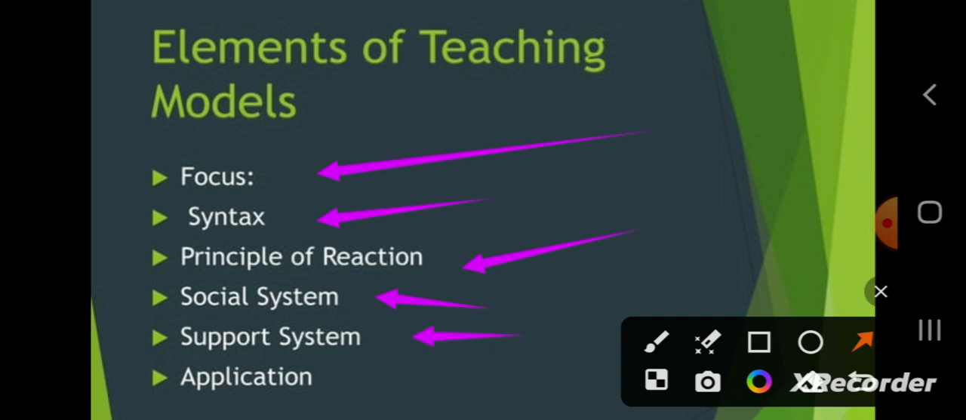Support system. This encompasses the resources and materials available to support the teaching process. It includes technological tools, textbooks, and other instructional materials that aid in delivering the curriculum effectively. Application explanation. This describes how the model is applied in practice. It involves demonstrating how the teaching model is implemented in real classroom settings, including any adaptations made to fit specific contexts. Understanding these elements helps in evaluating and effectively implementing teaching models to enhance educational outcomes.